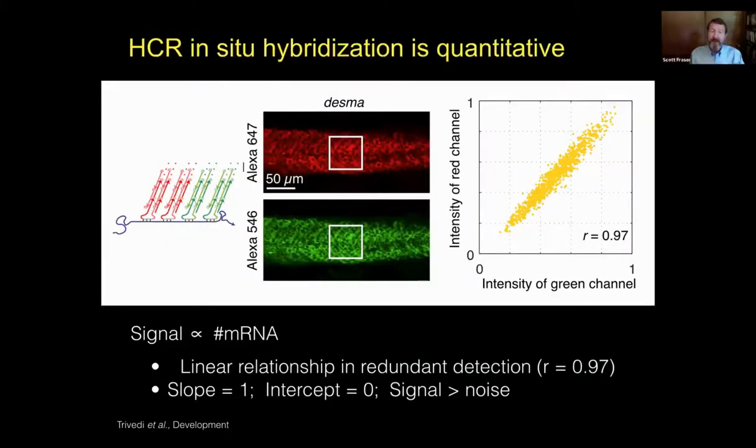A few years ago, V. Castrovetti worked on characterizing the linearity of this technique, and one of the approaches he used is by tagging the same RNA with a couple different colors so we could compare it. And two important things are shown in this plot. One is that the dimmest signal is above 0. So it's easy to tell signal from noise.